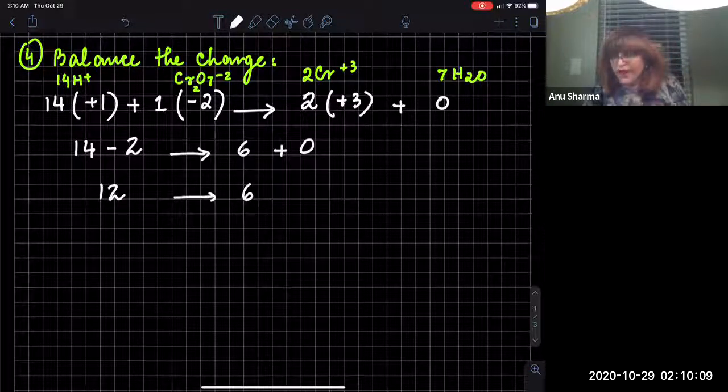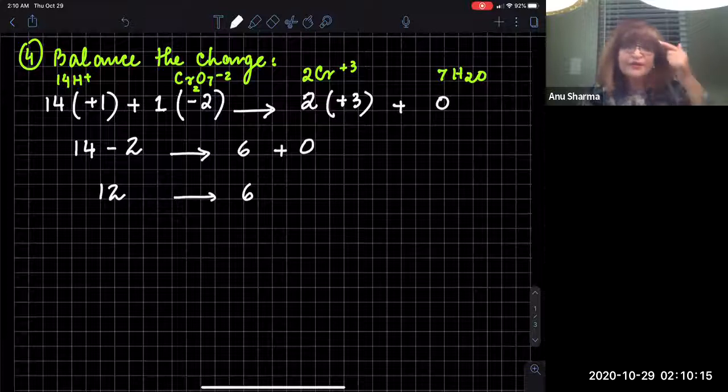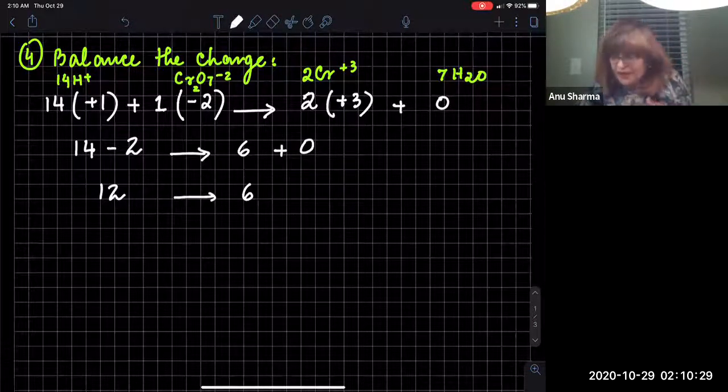So we will have to, see, that's another thing. There's a mindset. Normally when you're doing the molecular equations, you add on. You bring in some more coefficient and you increase it. But here we will have to decrease it. So how are we going to do it?